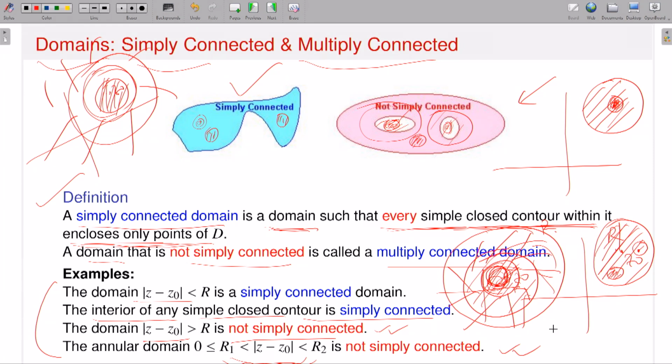Simply connected means it is very nice, that there is no hole, but multiply connected means it is like a bad domain, there are some holes. But this is the proper mathematical definition. For example, if I have the open unit disk, this is simply connected. Okay.